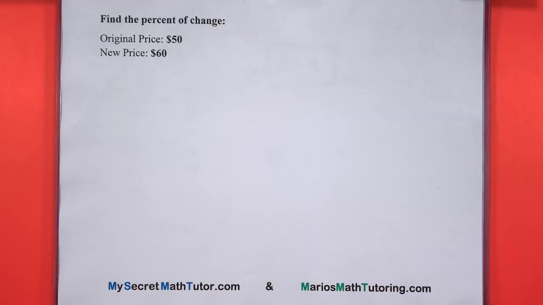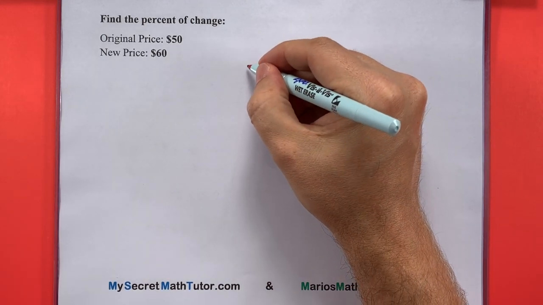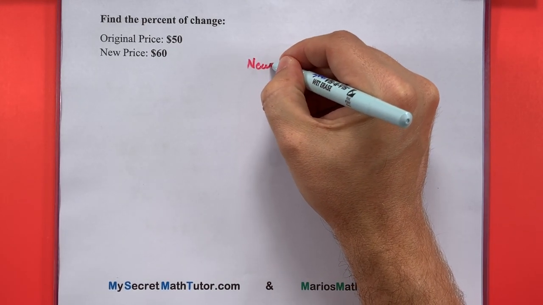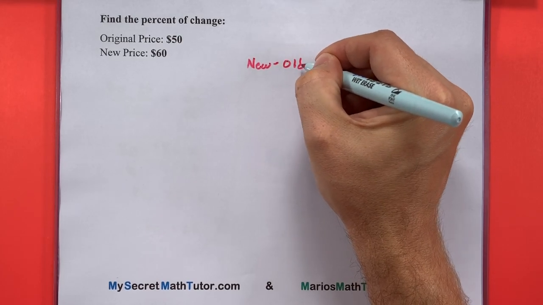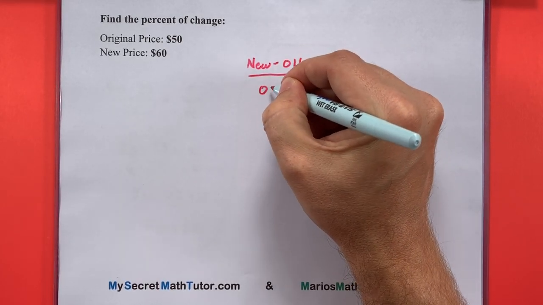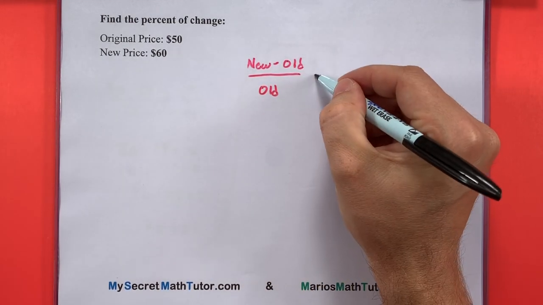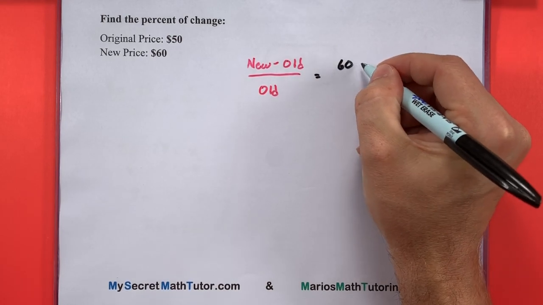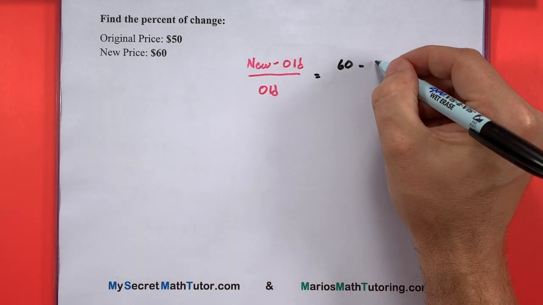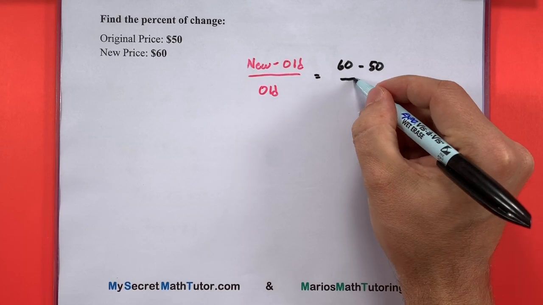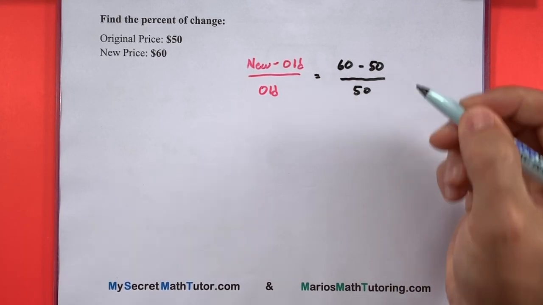In this problem, we want to find the percent of change. Of course, there's a wonderful formula for this that you can use. That formula essentially goes that you want to take your new price, subtract out the old price, and divide everything by your original or the old price. How that applies to our particular problem is we see that the new price is $60, whereas the old price was $50, and we're going to divide that by the old price of $50.